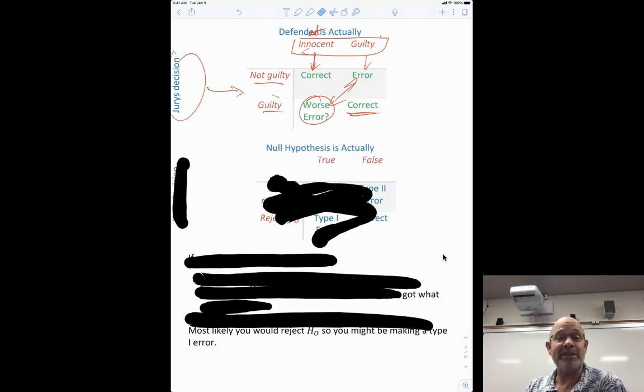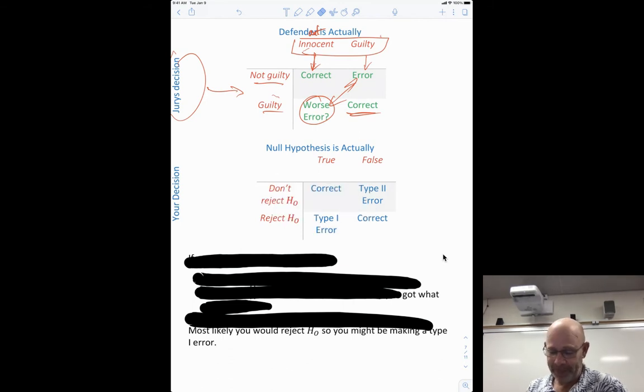So either the null hypothesis is true or false, but we're not going to know. We came up with some decision. We either rejected the null hypothesis. So remember, if the null hypothesis is true, and we don't reject it, we got it right. Awesome. But if the null hypothesis was true and we rejected it, we made what's called a type 1 error. Type 1 error is rejecting a true null.